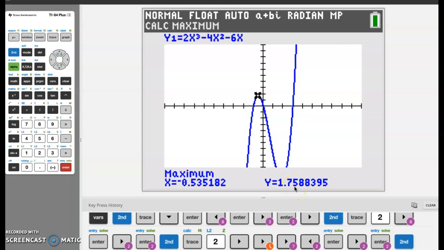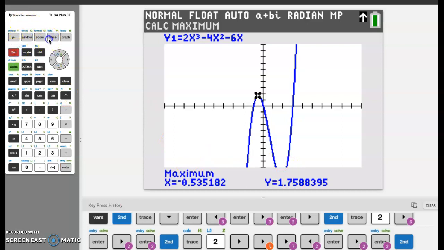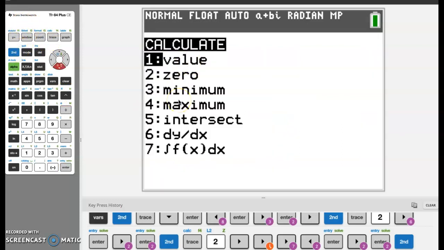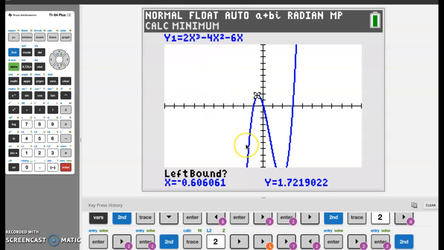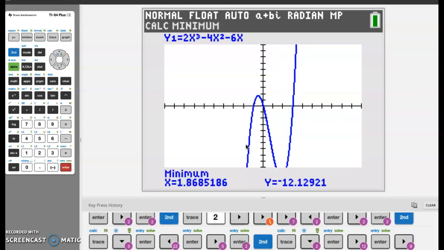So we do need the calculator to find the maximum, and then the minimum, same thing, second calc, we want to go to the minimum, because right here we're going to go to the left-hand side of it. You can change your window to see it a little better, but I know if I go to the left side and above it, I'll be okay. And we're going for the minimum, we're going to get -12.13.